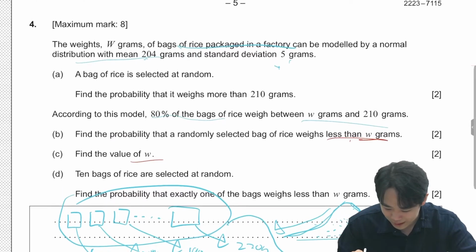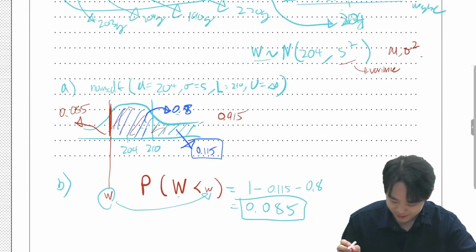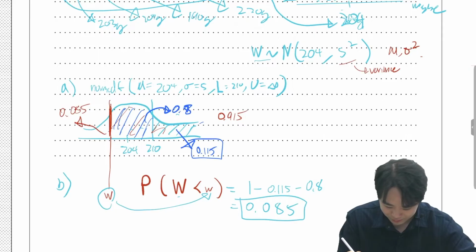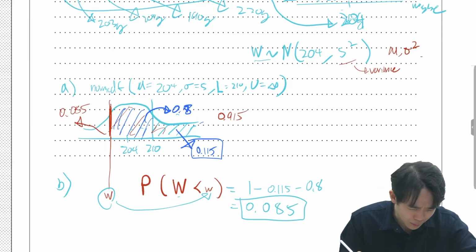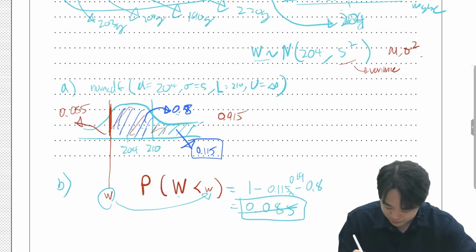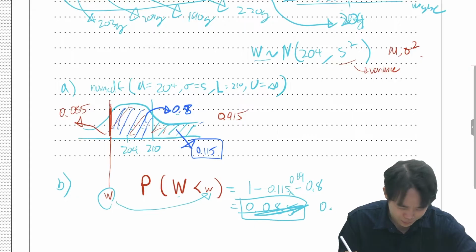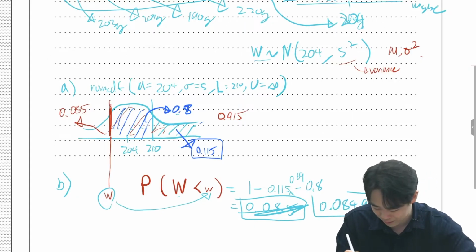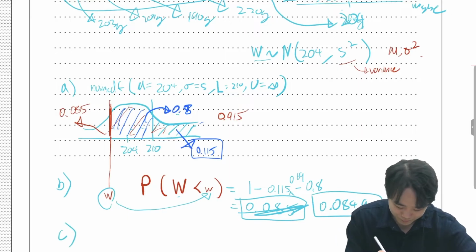And since we want to answer it in 3 sig figs, I guess we can't cut any corners. This one was 0.0849 from normal CDF. So we would have to write the full 0.0849. Right? If you wrote 2 sig figs, you're at risk of losing some points there.